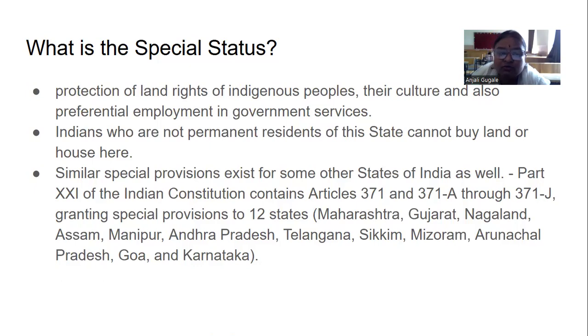As you can see, Indians who are not permanent residents of the state cannot buy land or a house there. This is known as special status. Why has this been done? To protect the economy and the employment opportunities, and because socially or educationally these states might be backward. To protect the citizens of these states, this kind of special status has been given. Earlier, Jammu and Kashmir was enjoying special status as per Article 370, which has been abrogated.